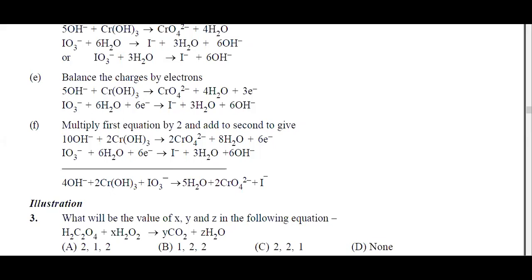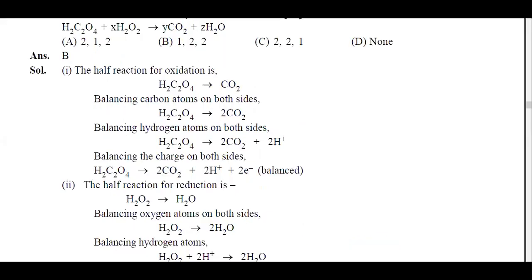So first you have to balance atoms, then you have to balance electrons. That's what I did now. C2O4. So balance atoms first. So the answer is B. First you have to balance carbon. Then you have to balance the rest. So the answer is B. Let's check.